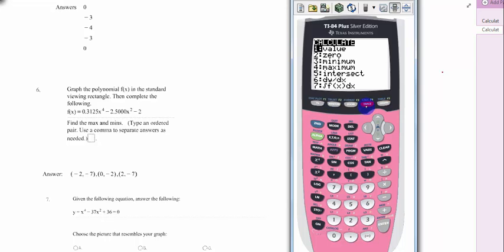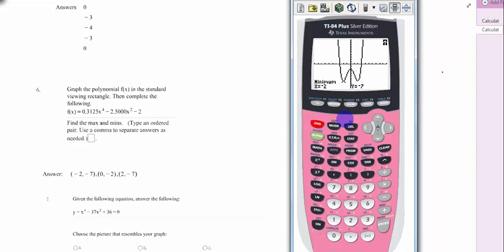So second calc, let's find that min on the far left, 3. And we need to be over here to hit enter. And then we'll go to the right and hit enter. And then we'll hit enter a third time. -2, -7. That's that one.